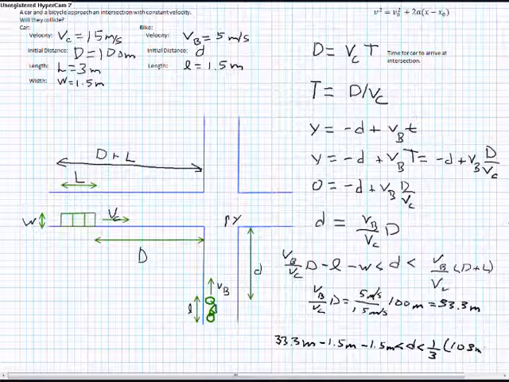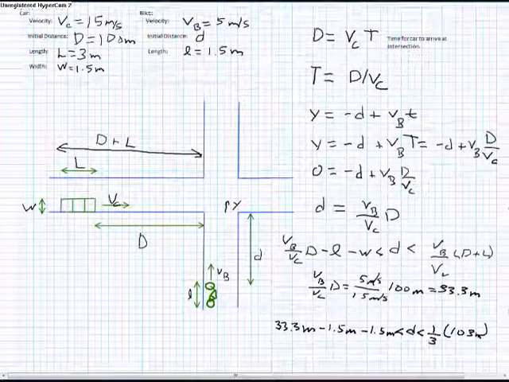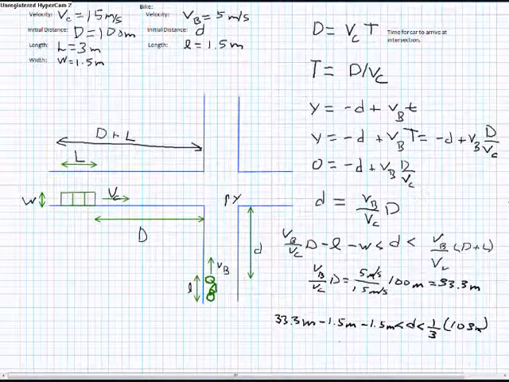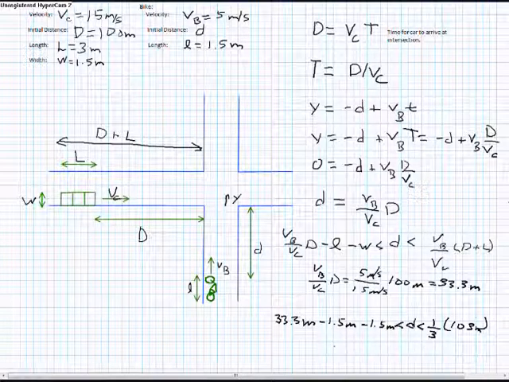So that's 103 meters times 1/3, and our final answer, adding together everything on the left-hand side, is that 30.3 meters has to be less than d, which has to be less than 34.3 meters. If the bicycle starts anywhere in this range, d between 30.3 and 34.3, then there will be a collision at the intersection.